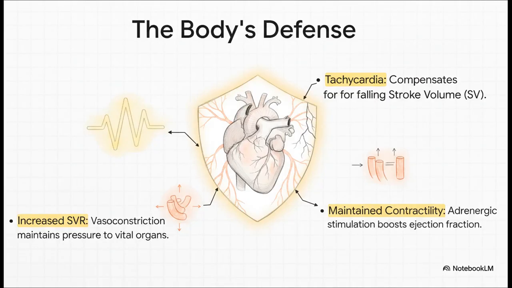Faced with this disaster, the body mounts a desperate, all-out defense, driven entirely by a massive sympathetic surge. The heart rate skyrockets to try to keep cardiac output up as stroke volume plummets. The body clamps down everywhere, jacking up the SVR to try and perfuse the brain and heart. But we have to remember, these are fragile temporary measures. The patient is living on a razor's edge, completely dependent on their own catecholamines.